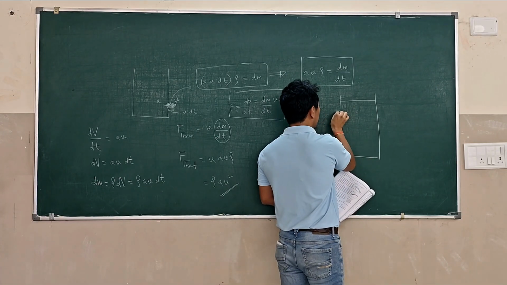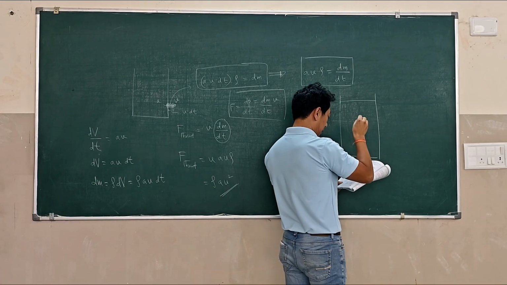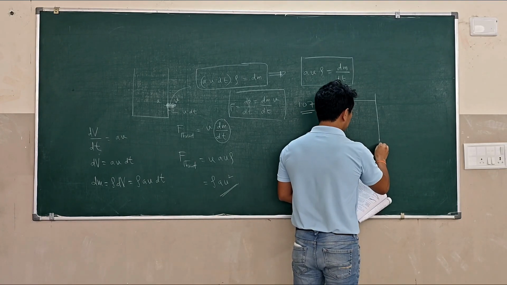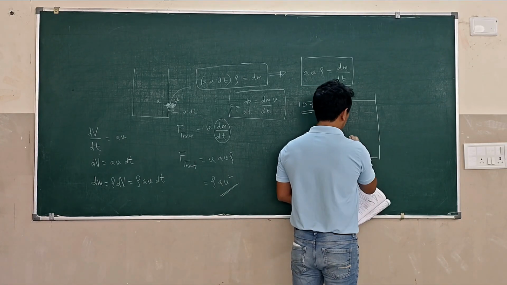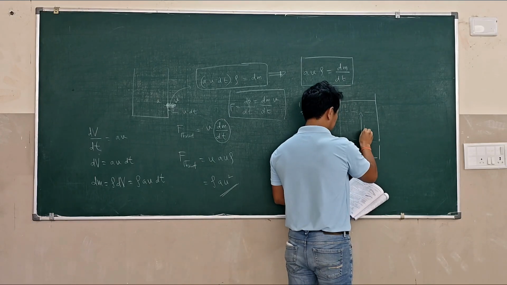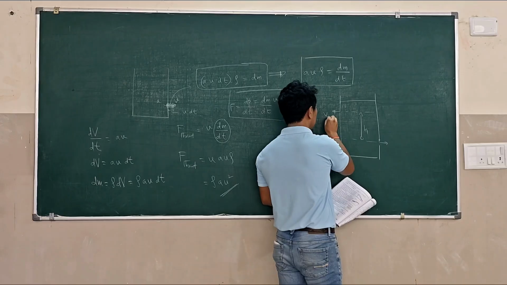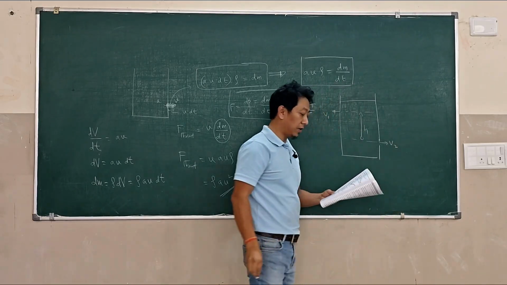Here there is a hole, at what height they have not given, but this height gap between these two holes they have given. This height difference is h. Water will come out here, and water will come out here. Here the velocity is v1, here the velocity is v2, let's say.